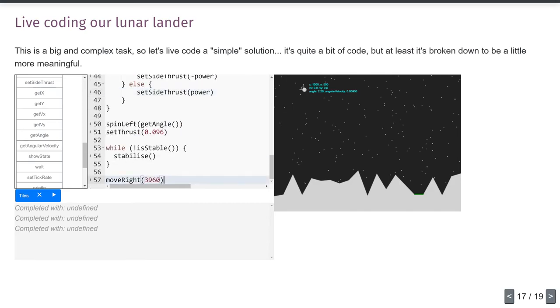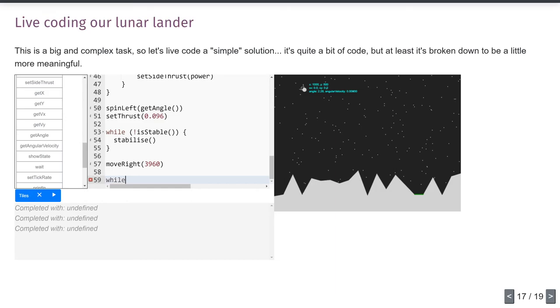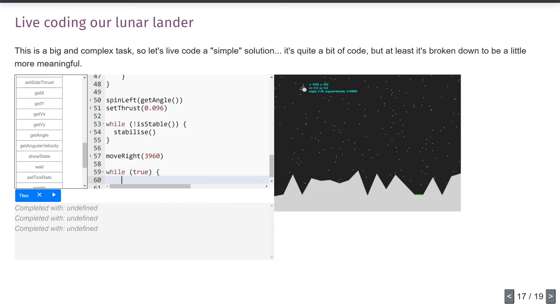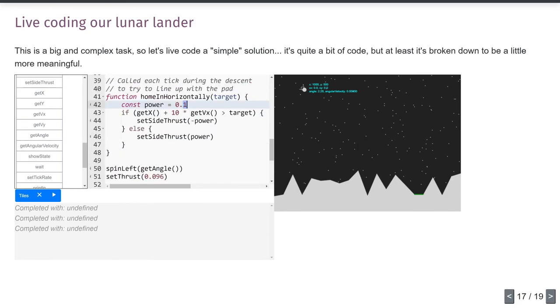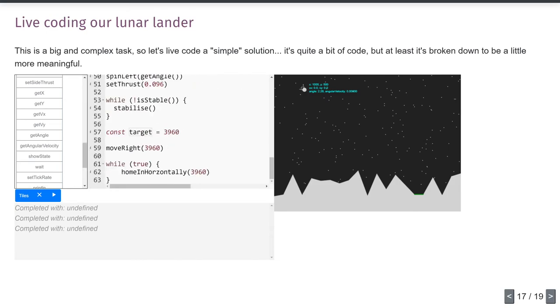Okay, so, I mean, we could just go while true. We've not controlled everything yet, though. So while true, home in horizontally of 3960. You know what? I've got this magic number, 3960, twice. So I would like to put that into a variable or a constant. So let me say const target is 3960. So this is the constant outside the functions of target, as opposed to the local variable target in here. So if you remember shadowing, this target here, well, we're going to pass that one in, but these are different variables.